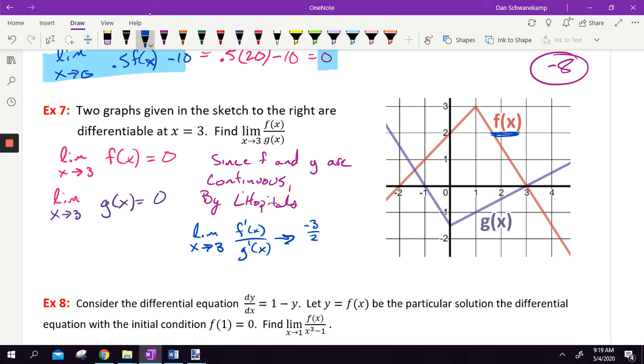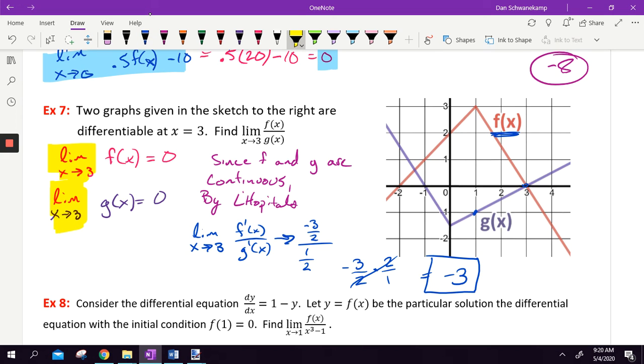And then g prime, looks like I'm going up, going from this dot to that dot. I'm going up 1 over 2, so that is a positive 1/2. I'm dividing a fraction by a fraction, so I'm going to multiply by the reciprocal. My answer is negative 3.